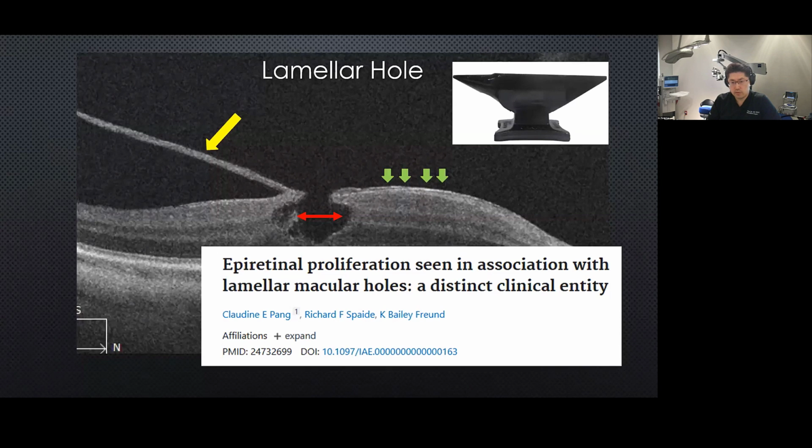If you've ever done surgery for these lamellar holes related to epiretinal proliferation, these membranes are very sticky and they appear yellowish in consistency, distinctly different. So when we present cases, we differentiate epiretinal membrane from epiretinal proliferation associated with lamellar hole.